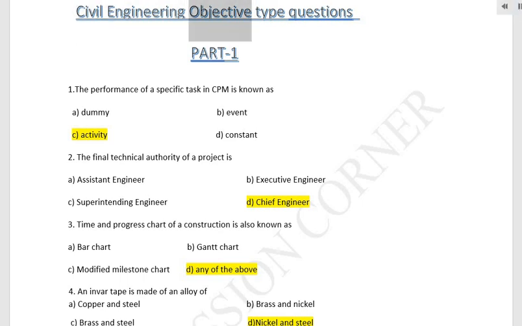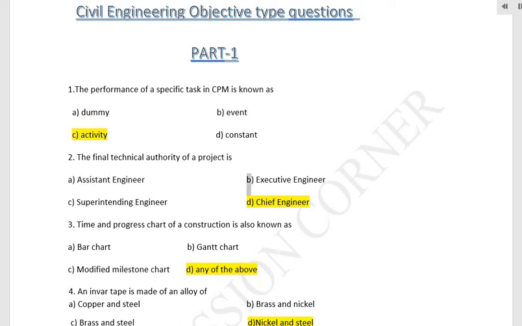Civil Engineering Objective Type Questions Part 1. 1. The performance of a specific task in CPM is known as A. Dummy. B. Event. C. Activity. D. Constant. 2. The final technical authority of a project is A.